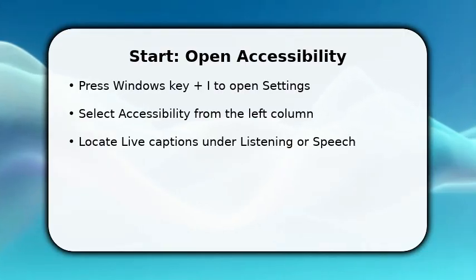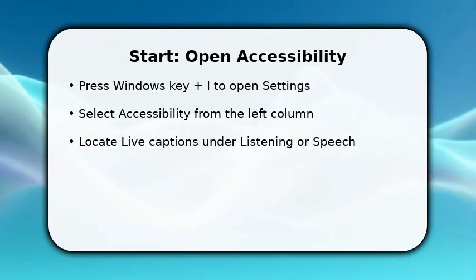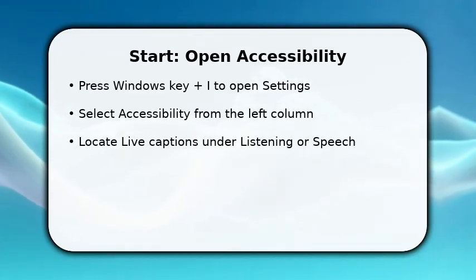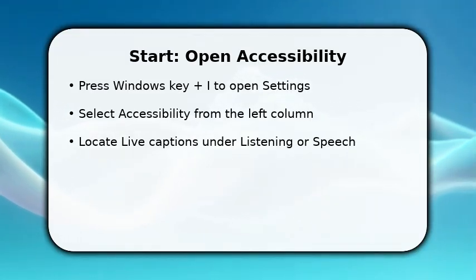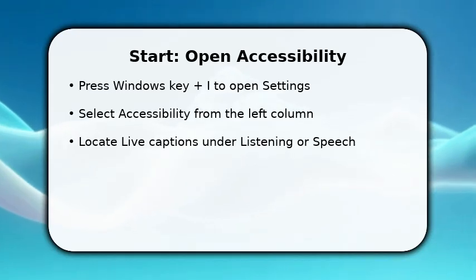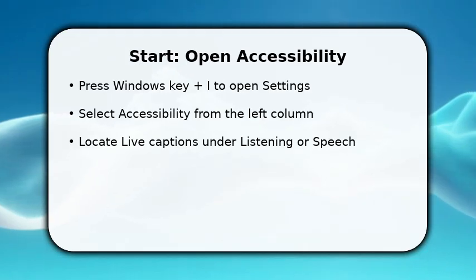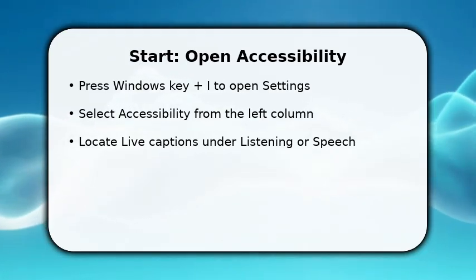You begin by opening settings quickly with Windows key plus I. This jumps you right to system controls. Once settings is open, choose accessibility from the left pane so you reach accessibility features directly. Then scroll or use search to find live captions listed under listening or speech, depending on your build. This is the specific control that shows captions on your screen.